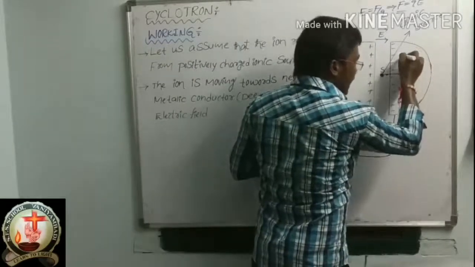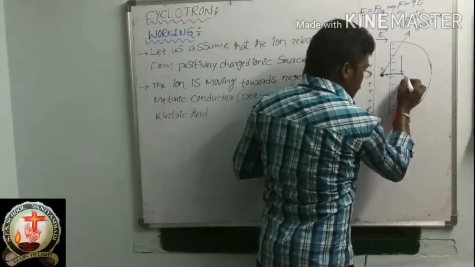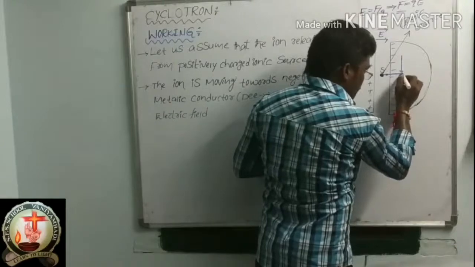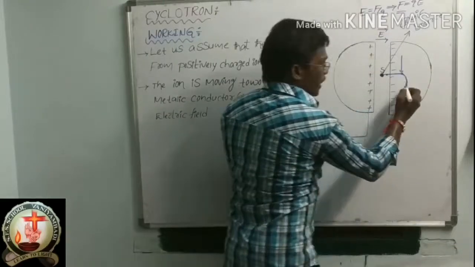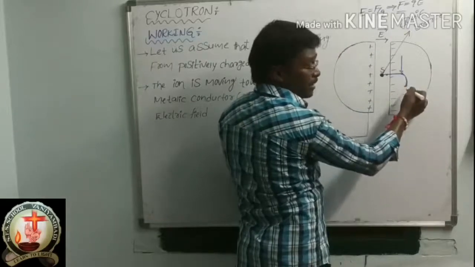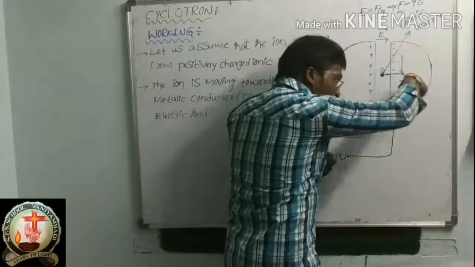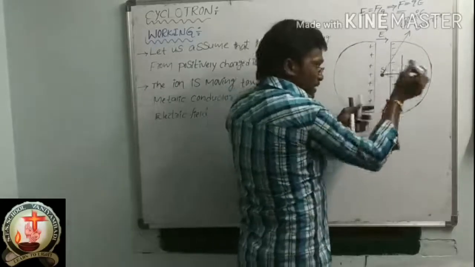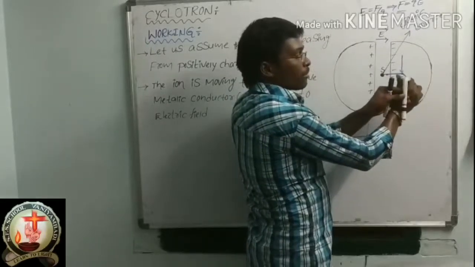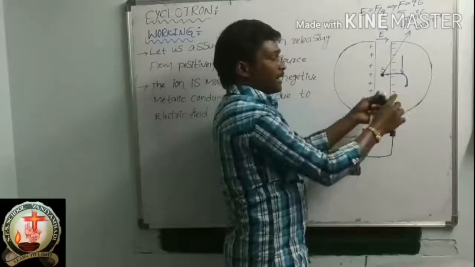Whenever this force is acting on the charged particle, the direction will change. So again, this charged particle came here. Again, the charged particle is moving in this direction. The magnetic field direction is this. This is the charged particle direction.